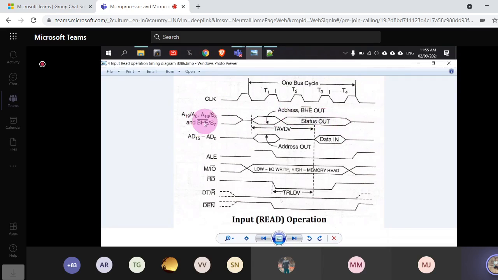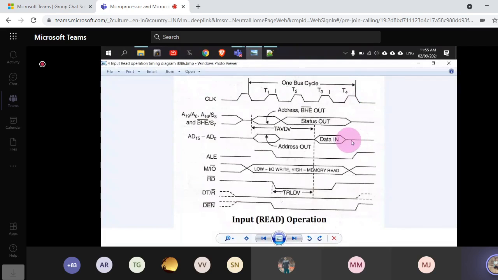We already know how BHE bar works and how this S3 and these bits work. So they will have appropriate values. It will be set from T2 only, and it will last till T4. So this will be set accordingly, right? In the T4 cycle, all of the deactivation process will begin, right? So the data bus will be emptied.